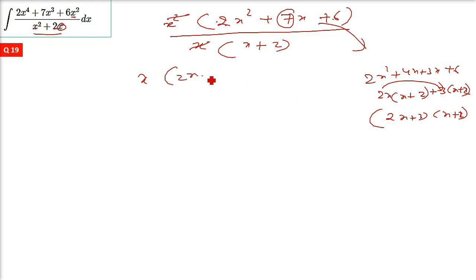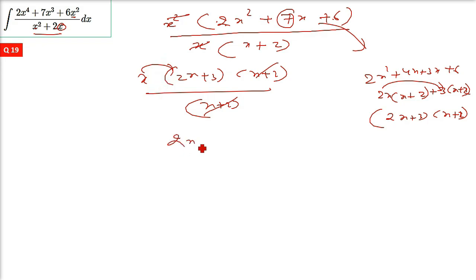And you have 2x plus 3 and x plus 2 in the numerator, and x plus 2 in the denominator. Now you can cancel these two. You have x and 2x plus 3. When you multiply this, you will get 2x square plus 3x. Now this is what needs to be integrated.